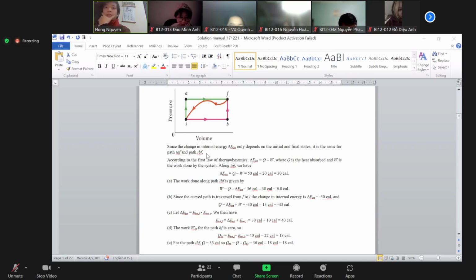Then we need to find a lot of things. Firstly, we need to find the work done along path IBF. Then how to do so? What we have is that we can calculate the change in internal energy of the path IAF. Please follow the screen with the mouse, okay? IAF. So IAF, we know the heat, 50 calories, the work, 20 calories. So the change in internal energy of path IAF is 30 calories. And what we have, this change in internal energy of path IAF equal to the change in internal energy of path IBF, because the change in internal energy depends only on the initial state and final state.